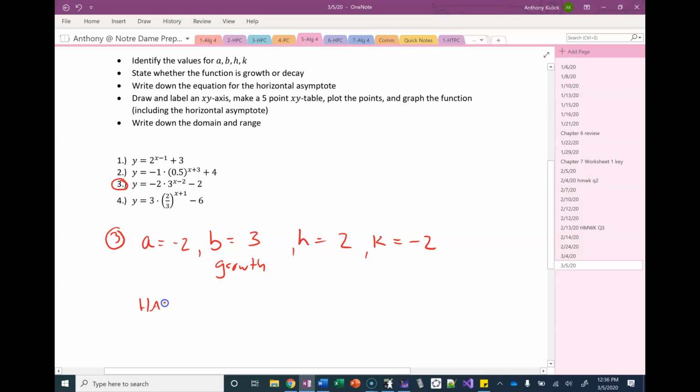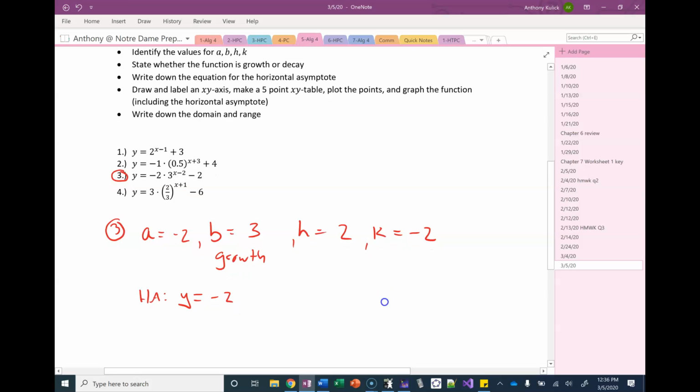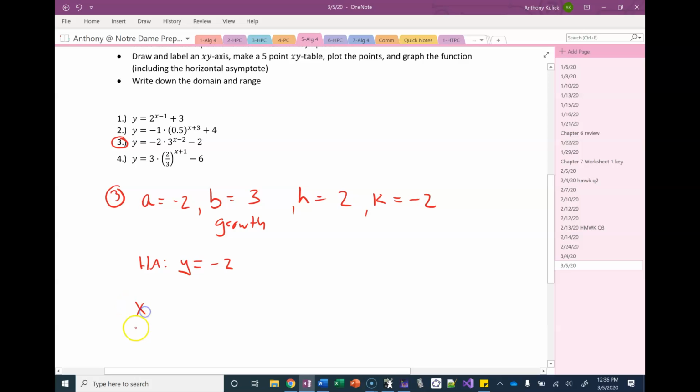Next thing we ask for is the horizontal asymptote. So that's y equals what? The -2, because that's the value for K. After that, we'll make our 5-point table. So the way we make our table is -2 plus H, and then -1 plus H, and then H, and then 1 plus H, and then 2 plus H.